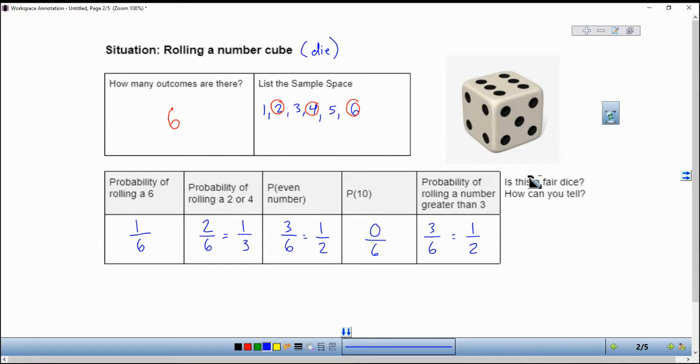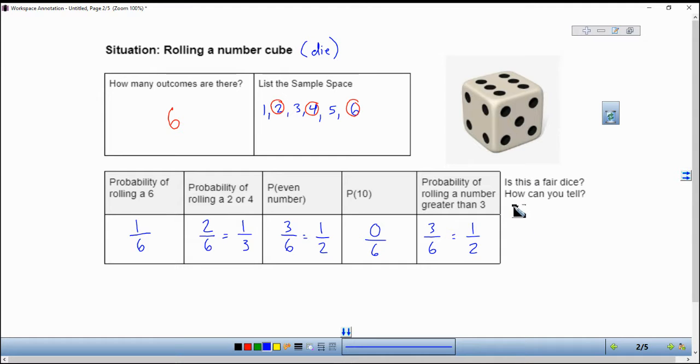So is this a fair dice? Well, thinking back to the last example, that spinner was fair because each part of the spinner was the same size and you had the same chance of getting each part of the spinner. So is this dice fair? Yes, it is fair. And why? The reason why is because each side of the dice is the same size, so you have an equally likely chance of getting either number, 1 through 6.